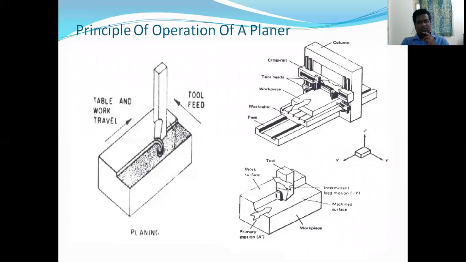So these are the principles of operation of a planer: table and work travel. We have observed in the diagram that the tool is fed. So here feed is given to the cutting tool only. Whereas in a shaper, feed is given to the workpiece and the reciprocating motion to the cutting tool. In a planer, the feed is given to the cutting tool and the reciprocating motion is given to the workpiece. Okay, so that has been observed in this diagram.